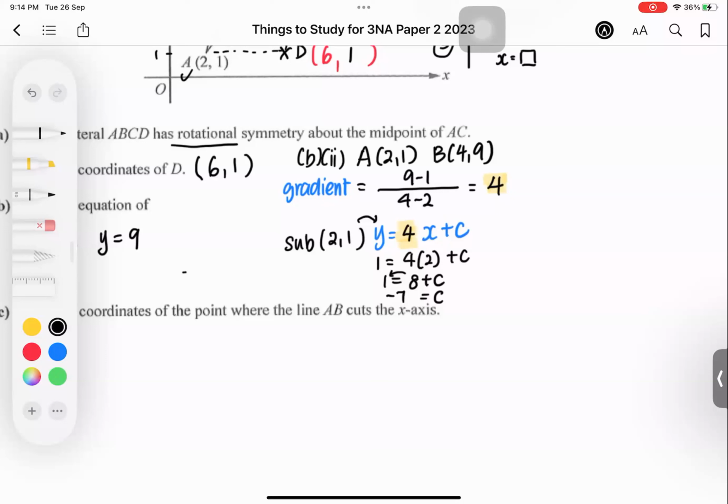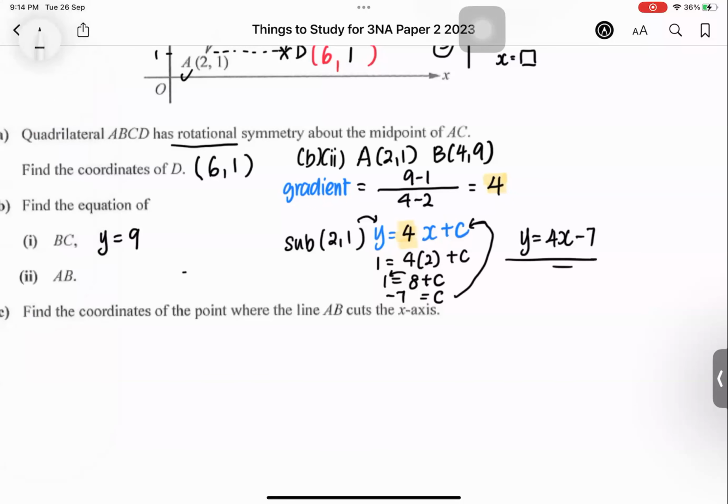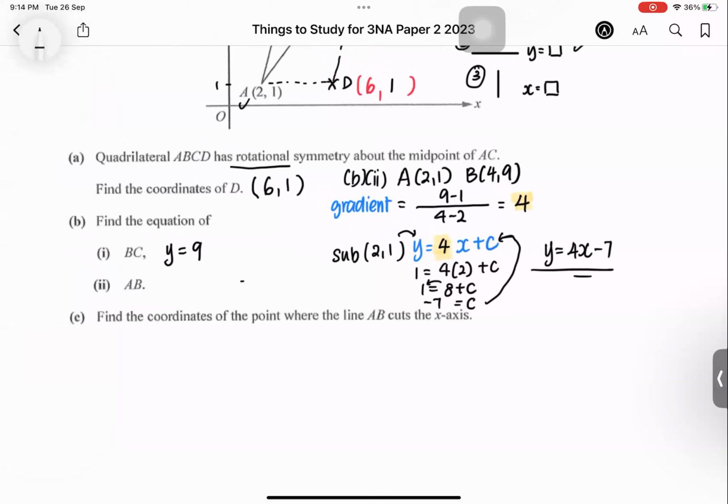So therefore, the equation should be y equals to, I plug back the c here, okay? 4x plus, do I write plus negative 7? No need, I just write it as minus 7. Final answer equation. Okay, so this one definitely tested. Please check, okay? Next one, find the coordinates.